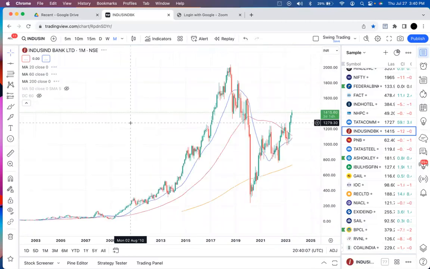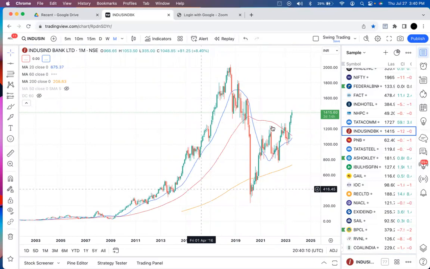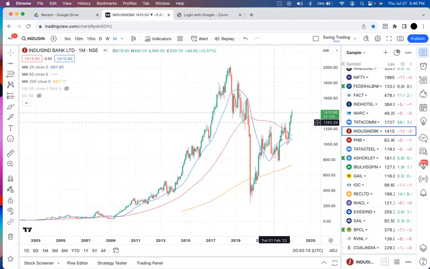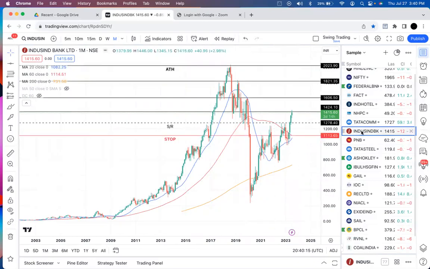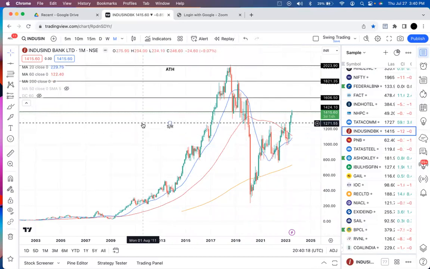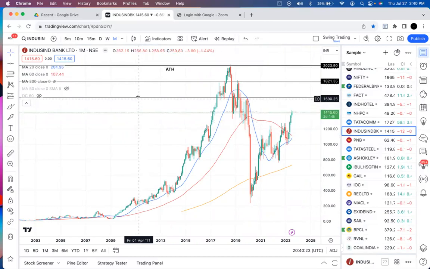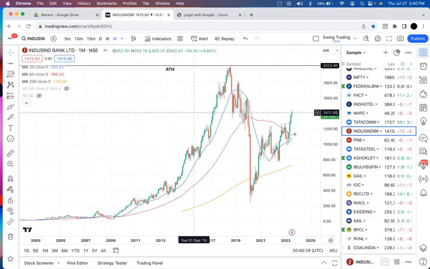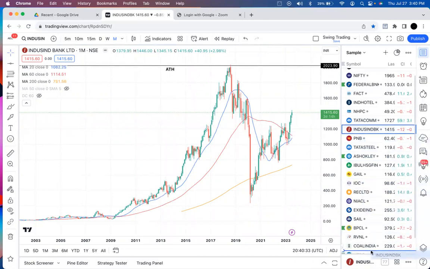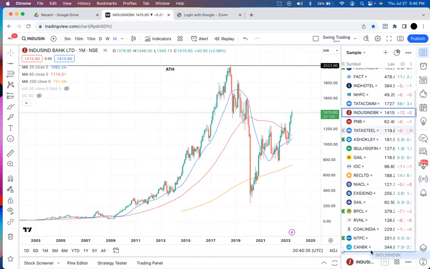Then we have IndusInd Bank. Again, here the 60 is above the 20, so I'm going to push it down. Oh my, look at all this. I did a lot of trading on this before, but I'm really not doing much on it now because it doesn't look good anymore. I'll just leave it down here until it begins to look good. As long as it doesn't look good, I don't want it.